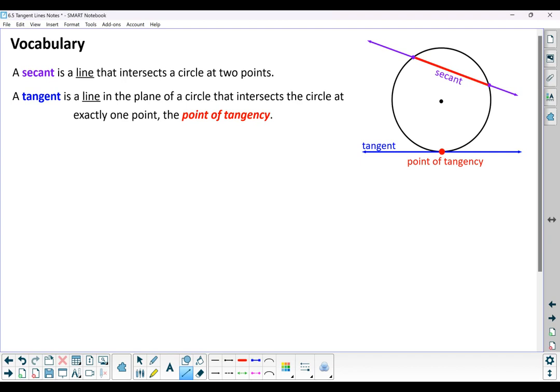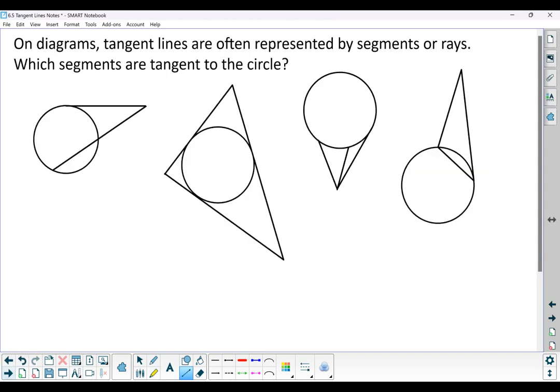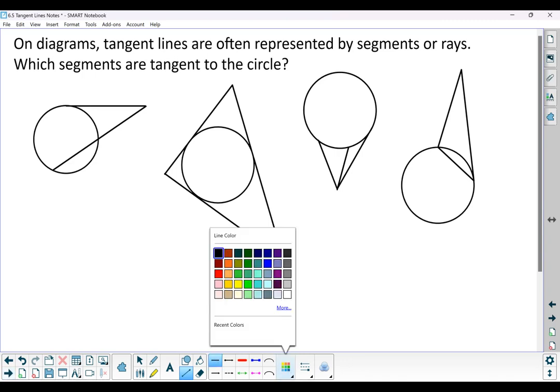If a line intersects a circle at exactly 1 point, that's called a tangent line. And the point that it intersects the circle at is called the point of tangency. So it just touches in that one spot. So on diagrams, tangent lines are often represented by just segments. Instead of seeing the whole line, you see just a segment of the line.